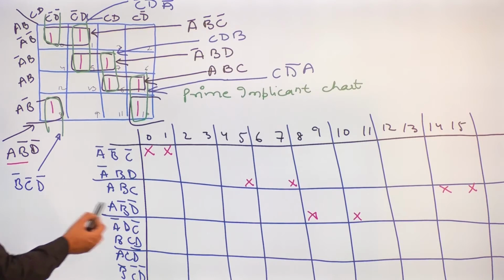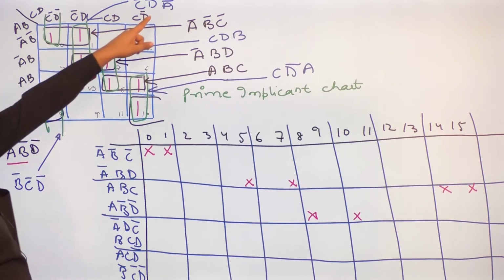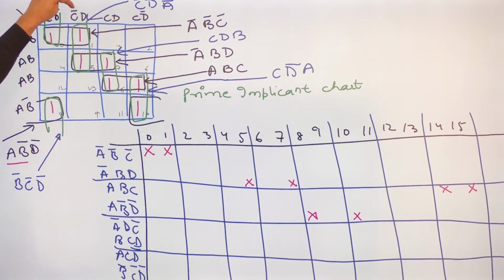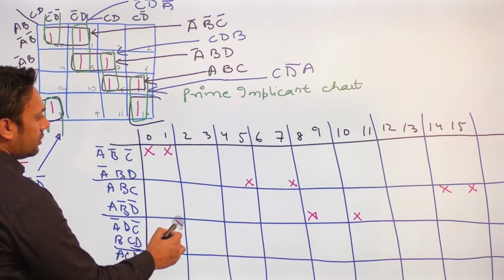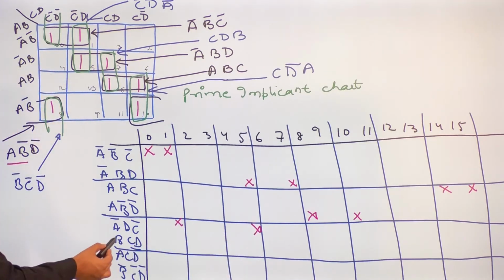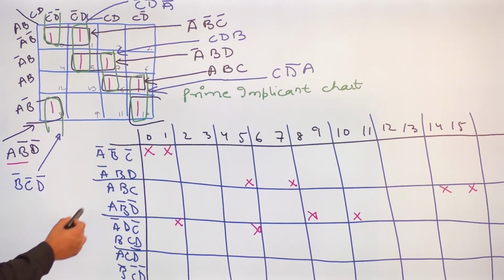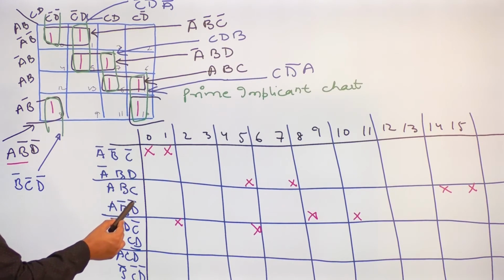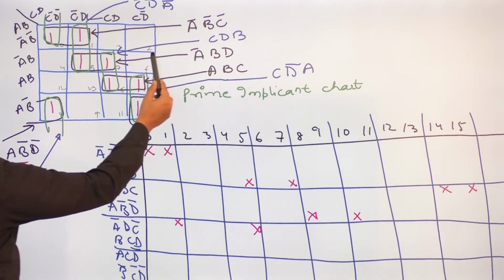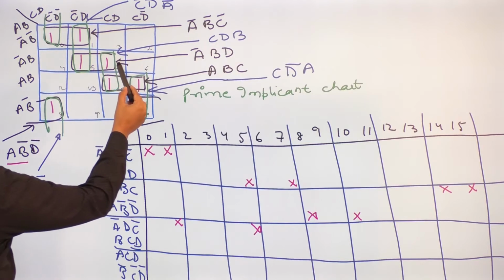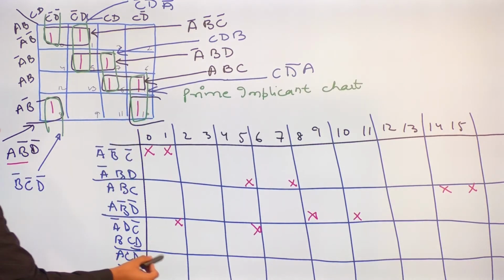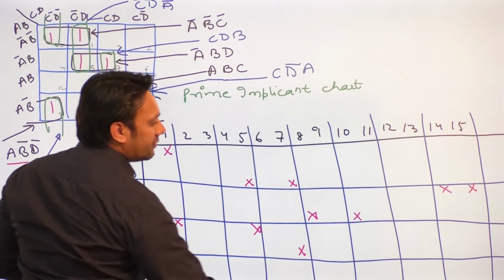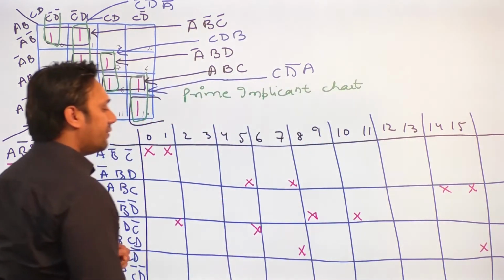Next one is A complement, C complement, D, right? It is covering 1 and 5. After that we have BCD. Where is BCD? Let me look at it. So this is BCD. This BCD is covering the terms 7 and 15. It is covering 7 and 15.